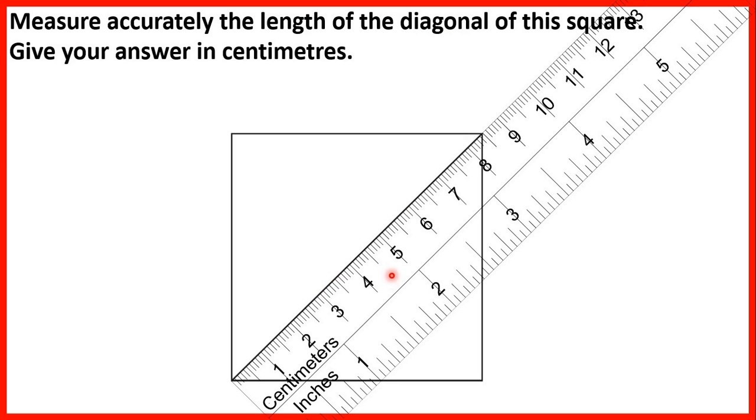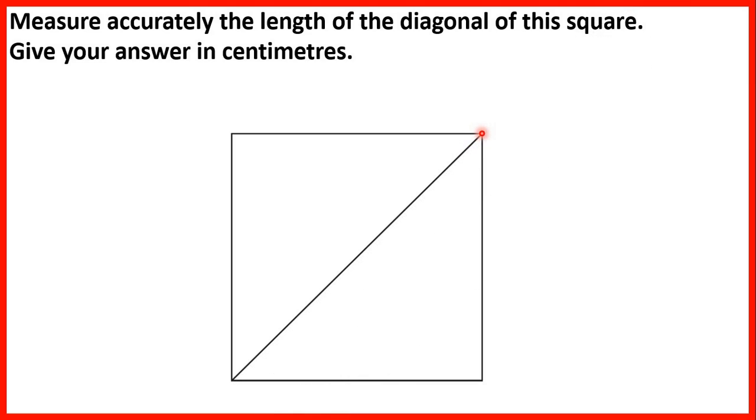To measure it, we can take our ruler and make sure that 0 on the ruler is lined up with one end of the line, and if we look to the other end, we can see that it's gone past 8 centimetres, and then we have 5 of these little lines. So we can write our answer as 8.5 centimetres, because that's the same as 8 centimetres and 5 millimetres.